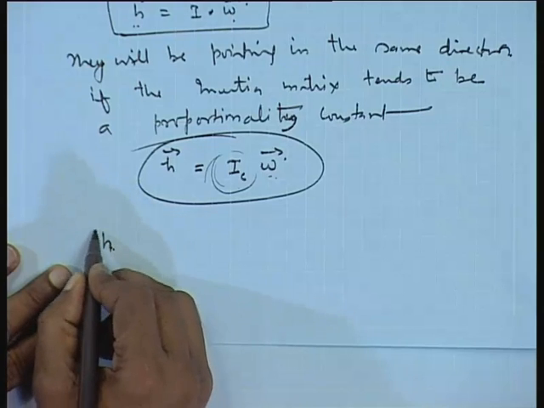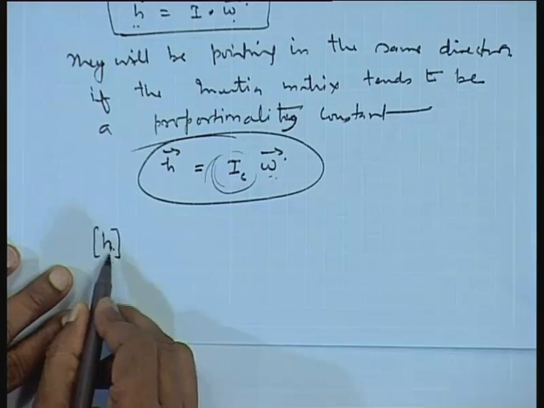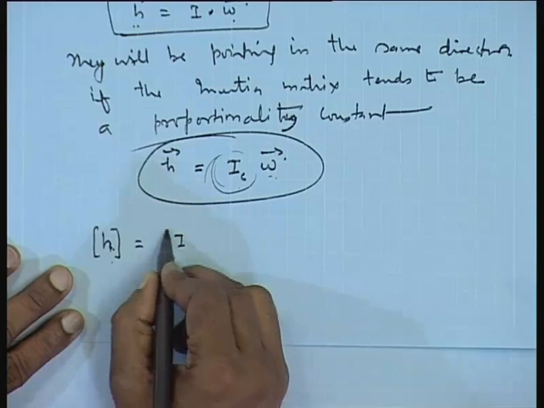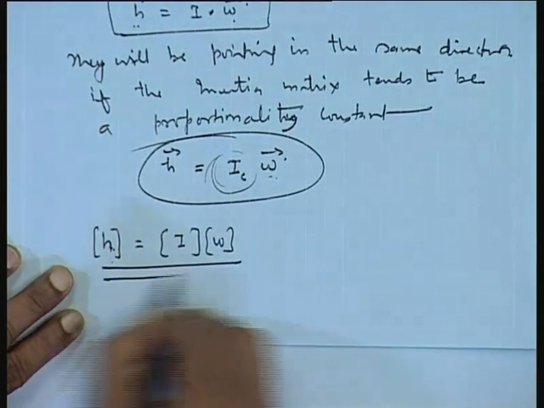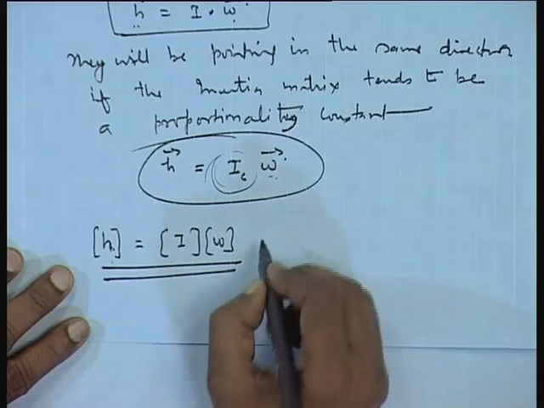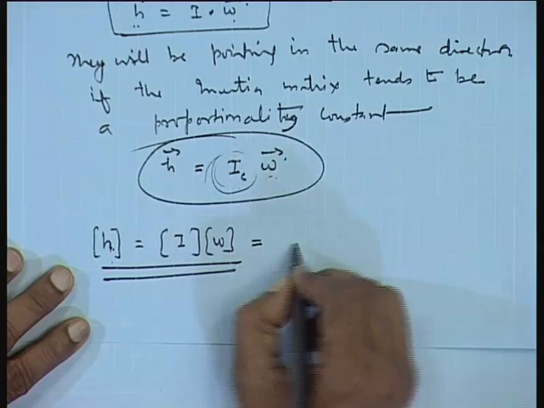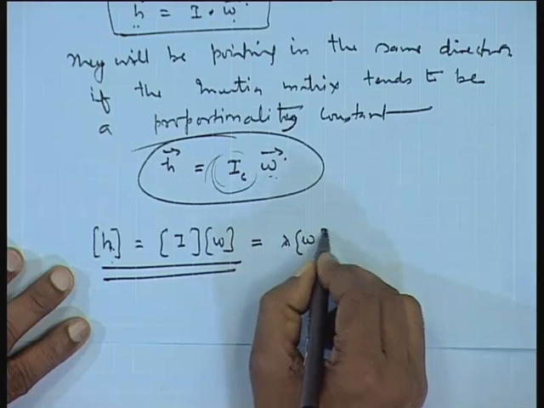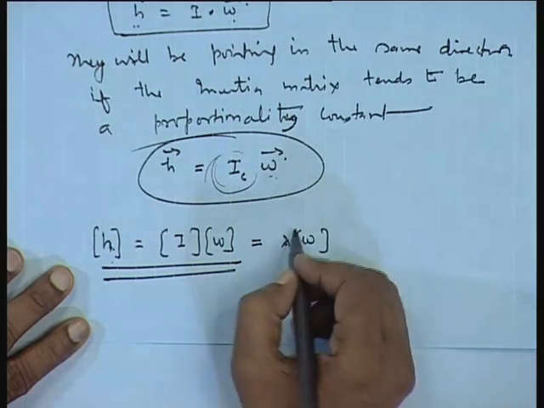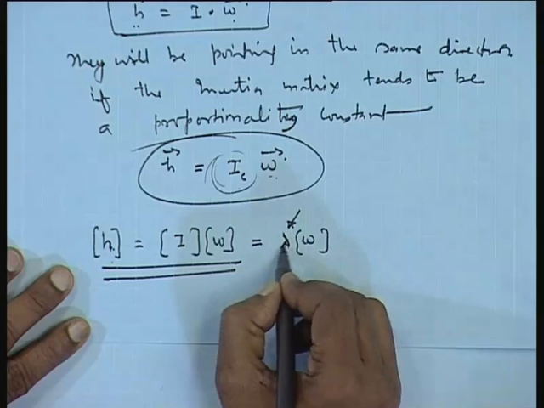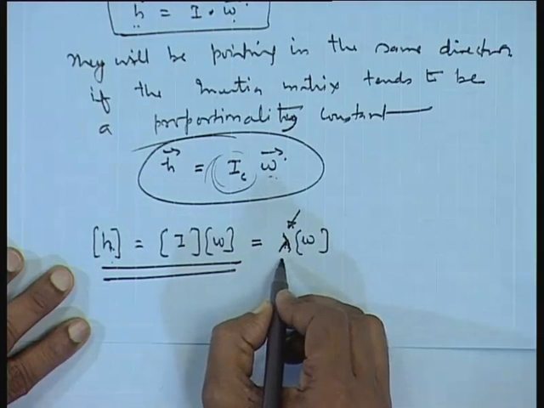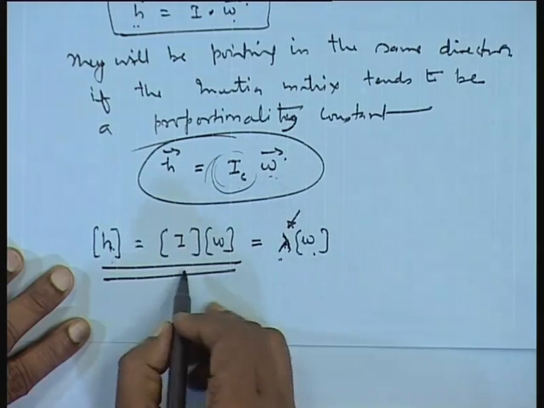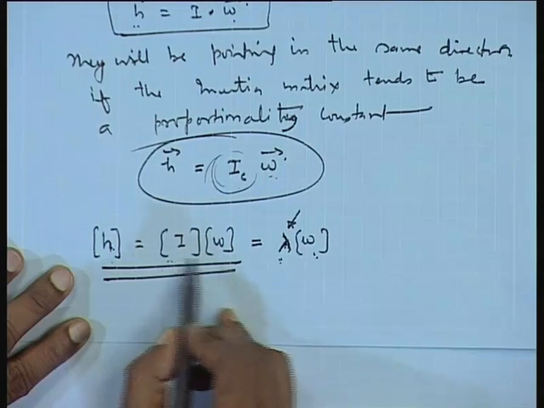H is a vector here, I is the inertia matrix and omega is a vector. So, to find out the principal directions we can write this as lambda omega, where lambda is a quantity by which if the vector is multiplied, this will be equal to this, and this will happen. So, you can solve this problem.